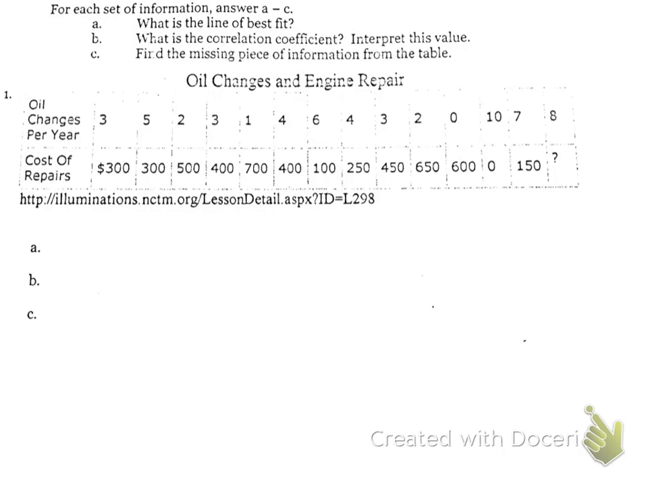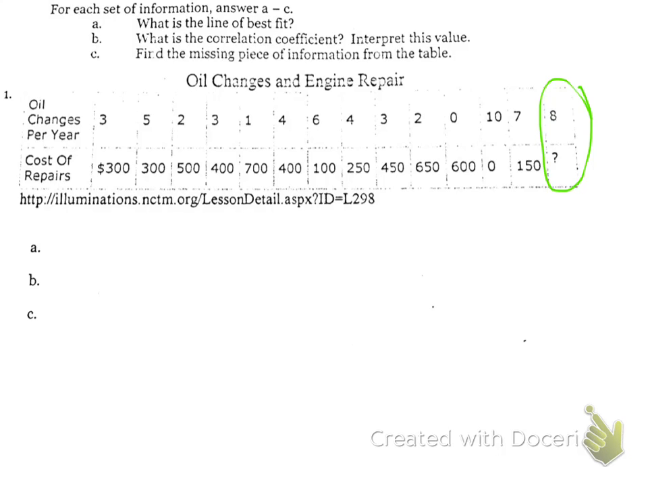For the directions on this one, it says for each set of information, answer A through C. It says what is the line of best fit? So what is the linear regression model? What is the correlation coefficient? And interpret its value. So we're going to look at the R. And it says find the missing piece of information from the table. So let's look at number 1.